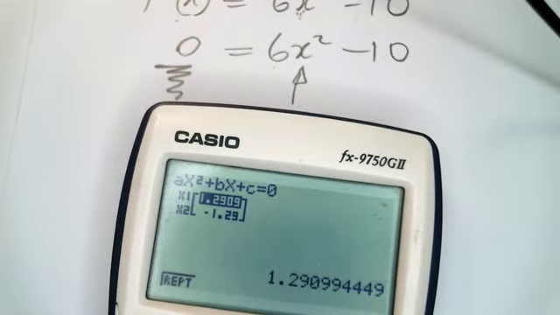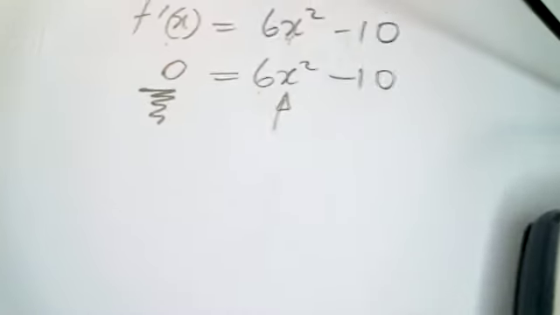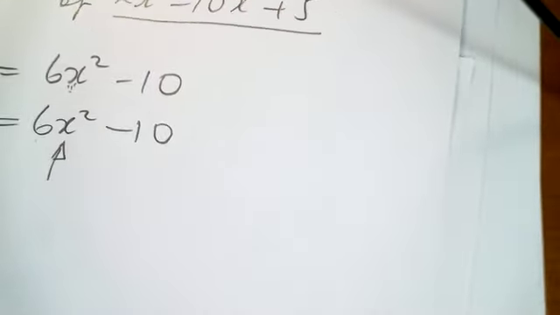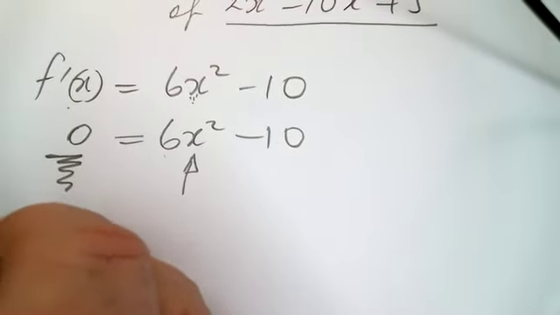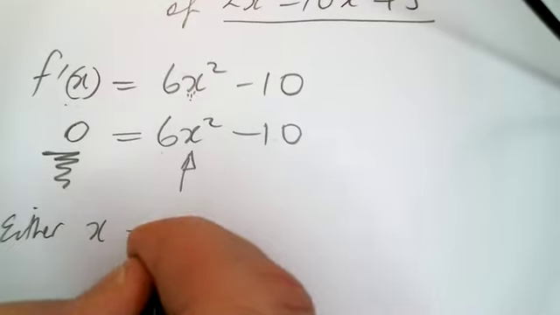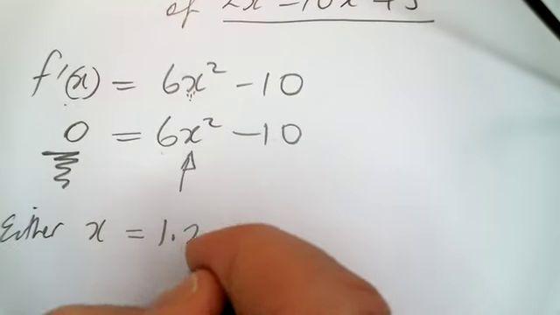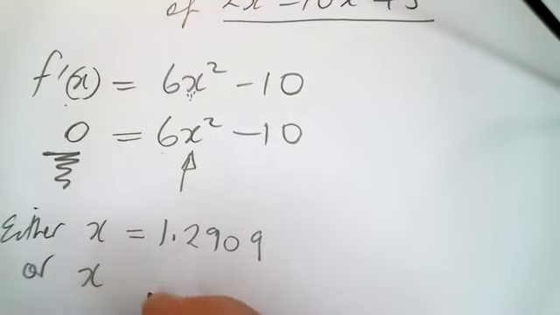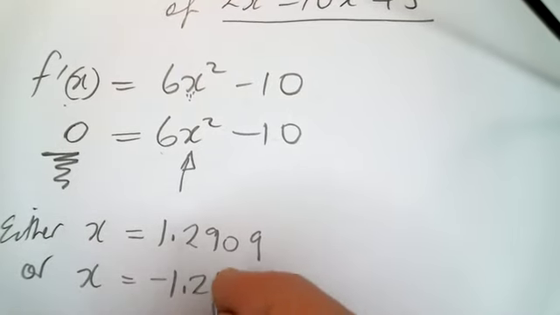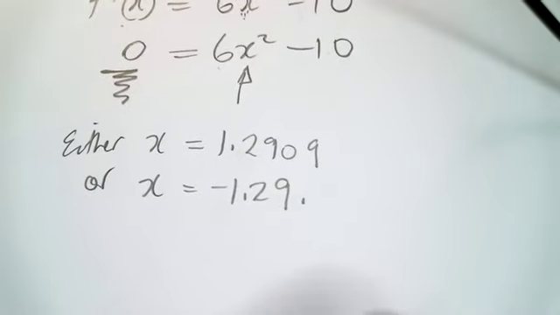So these are the 2 x values. I'll write those out so you can see them. So x is equal to 1.29 or x equals -1.29. So what have we found? We found there are 2 turning points.